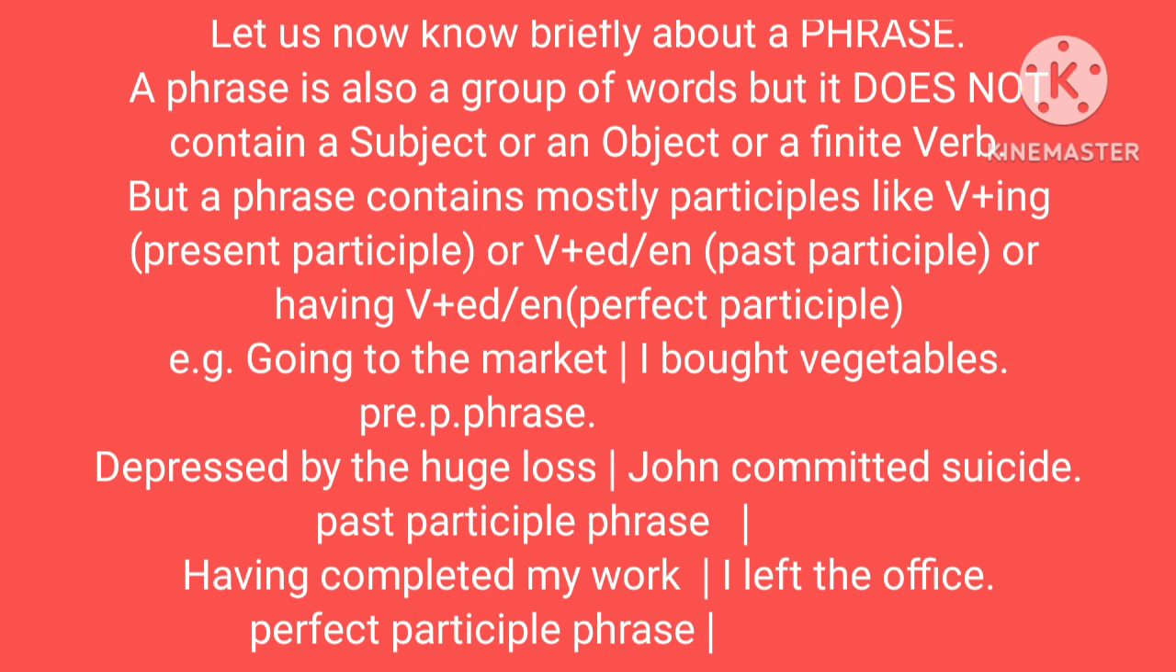A phrase is also a group of words, but it does not contain a subject or an object or a finite verb. But a phrase contains mostly participles, like V plus ing, that is the present participle, or V plus ed or en, that is the past participle, or having plus V plus ed or en, the perfect participle. Look at the sentence: Going to the market, I bought vegetables. Going to the market is a present participle phrase.